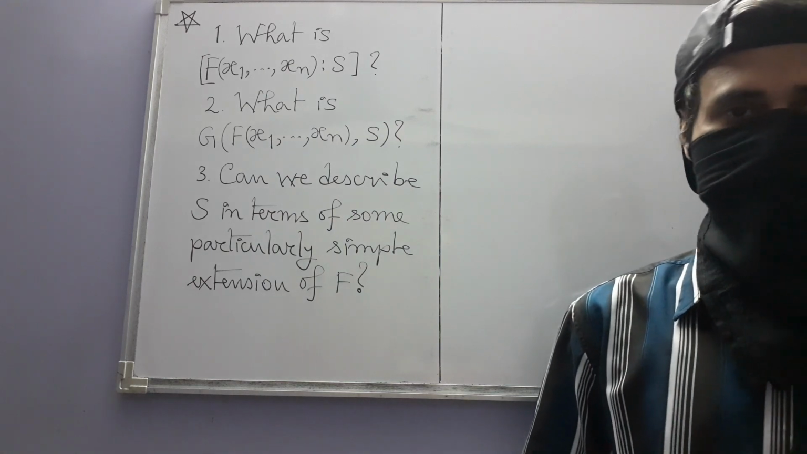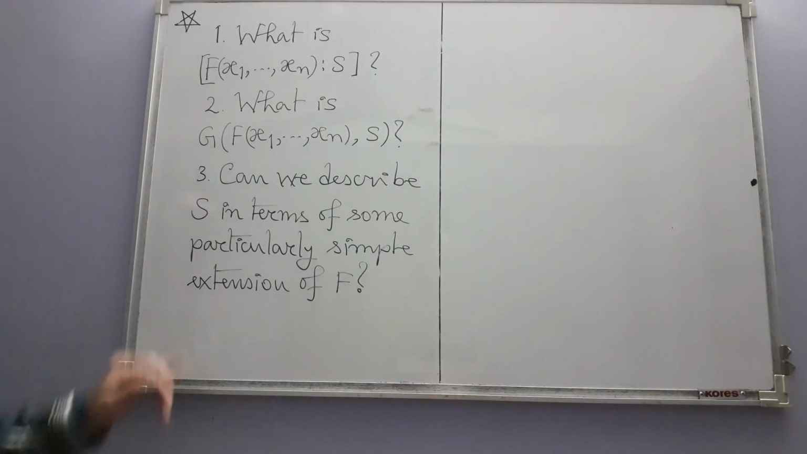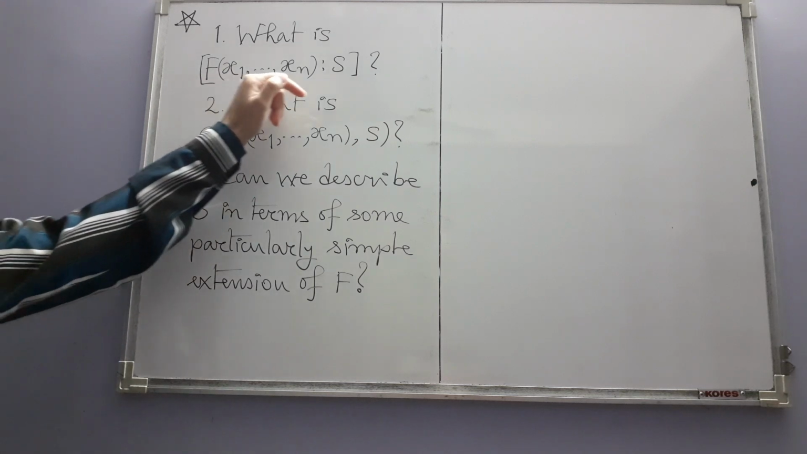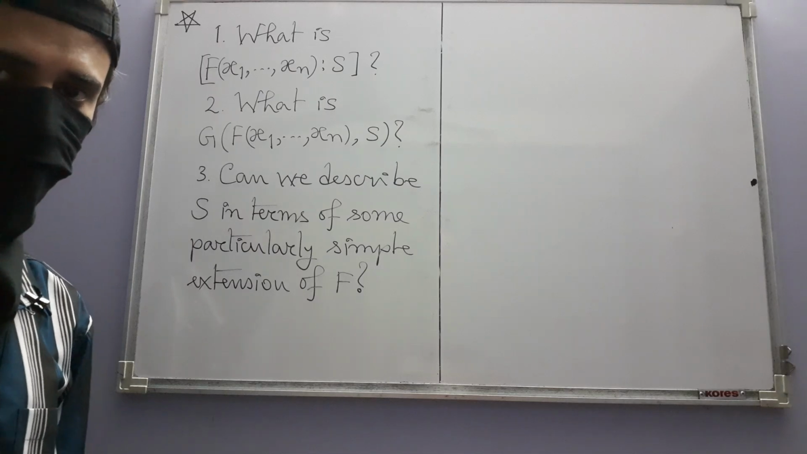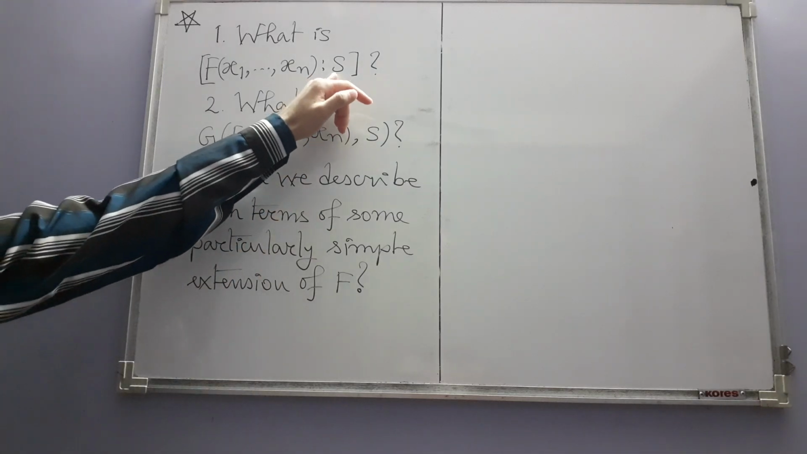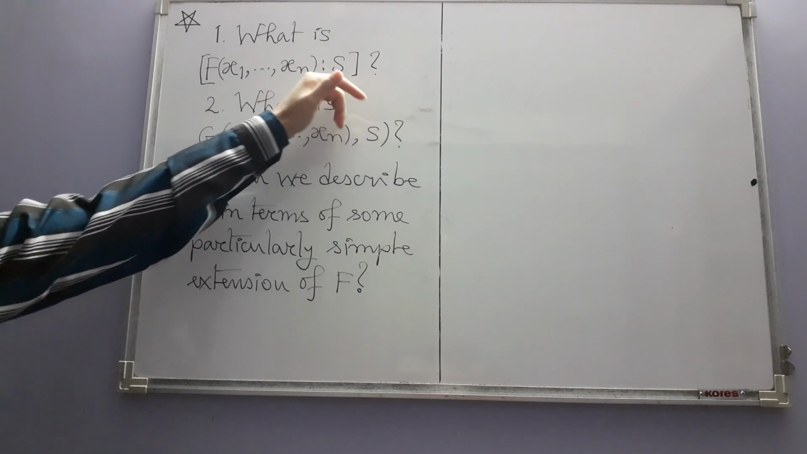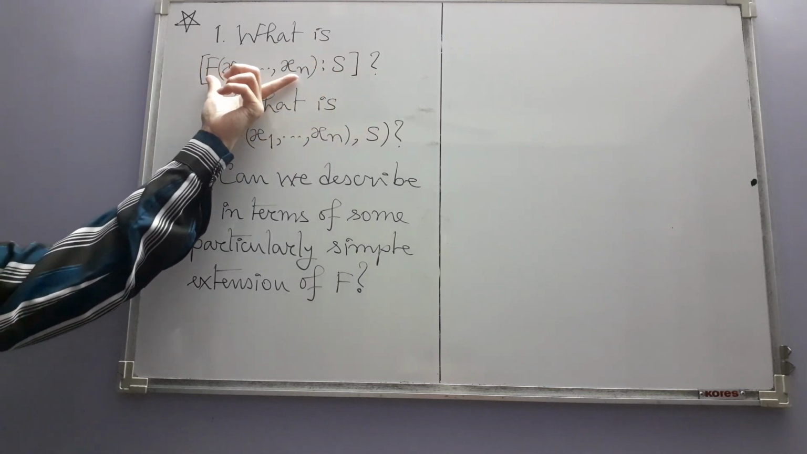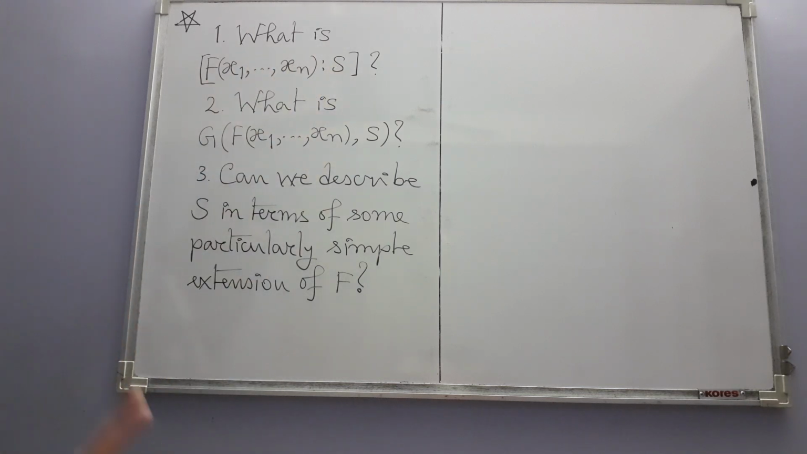Okay, so let us start the video by recalling these questions. This of course is the field of all rational functions in these n indeterminates, n variables, and S is the subfield consisting of all the symmetric rational functions. We want to know what the degree of this one is over S. So that is one query.